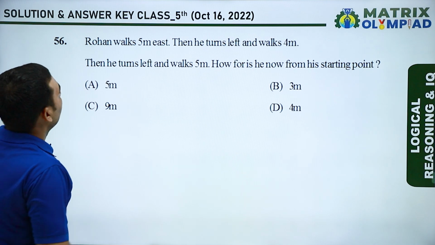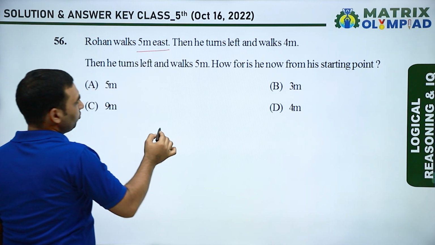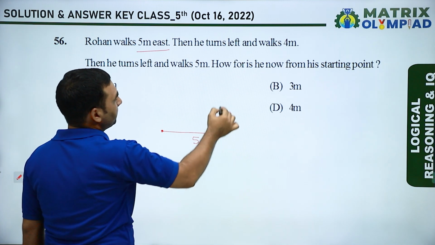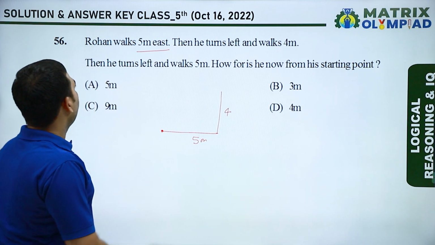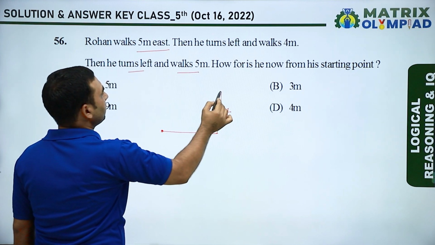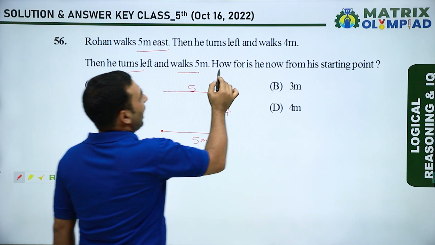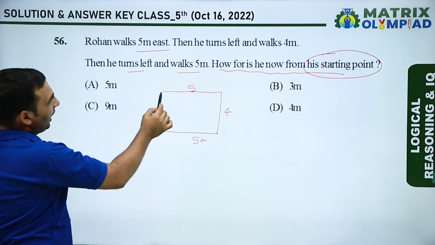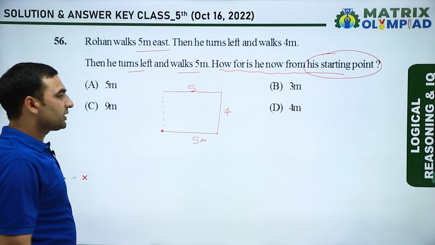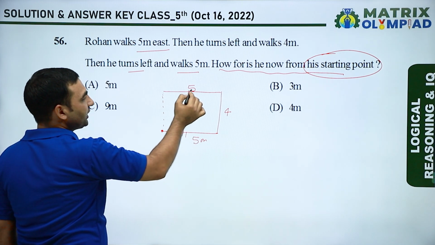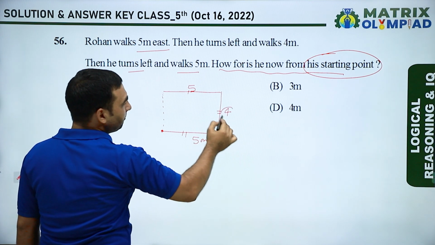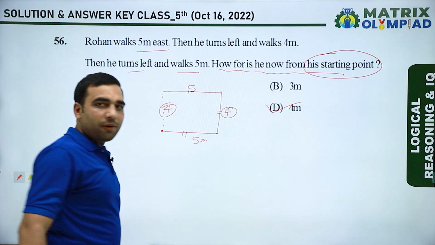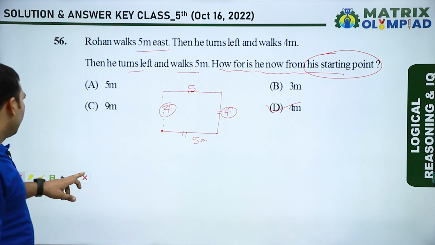Question number 56. Rohit walks 5 meters east. Then he turns left and walks 4 meters. Then he turns left and walks 5 meters. How far is he now from his starting point? Now find this distance. If this side is 5, then this is also 5. If this side contains 4 meters, this is also 4 meters. Our answer is 4 meters. This is our correct answer, option D. Next question.